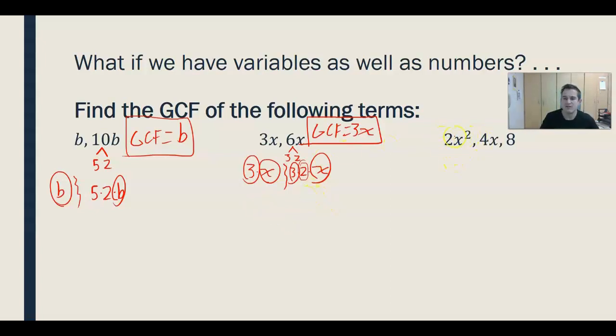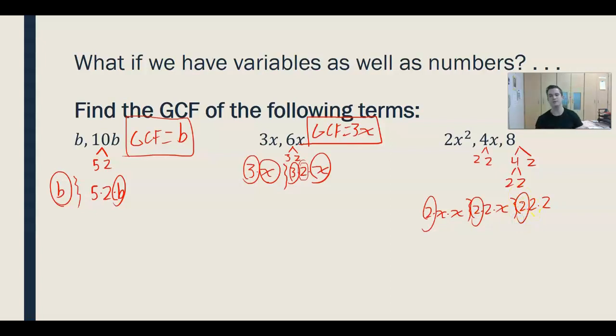Okay, let's try to find the common factors of all of these. 2 is prime. I can't break that down anymore. 4 is 2 times 2. 8 is 4 times 2, which is 4 is 2 times 2. So I have 2 times x times x, 2 times 2 times x, and 2 times 2 times 2. I have a 2 that's in common in all three of these terms, and that's it. So my greatest common factor is equal to 2.